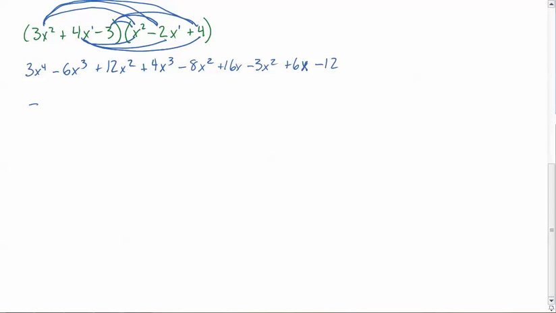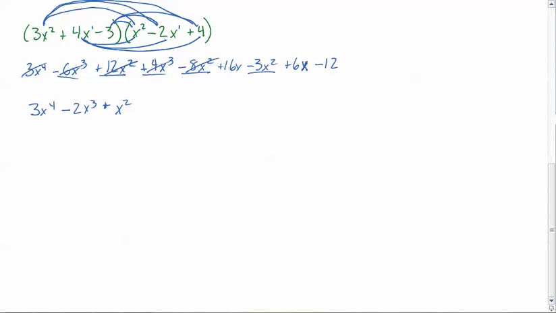So I've got 3x to the fourth. Now I've got some x to the third, so I've got a minus 6x to the third, a plus 4x to the third, and that's it. So that'll give me a minus 2x to the third. Alright, now we're going to put the squares together. So I got a plus 12x squared, I got a minus 8x squared, and a minus 3x squared. So 12 minus 8 is 4, minus 3 is 1. So I got my plus 1x squared.